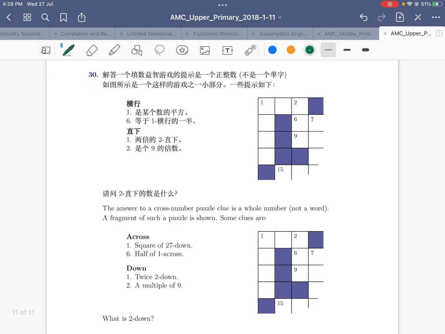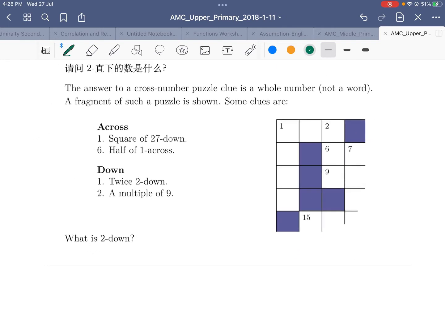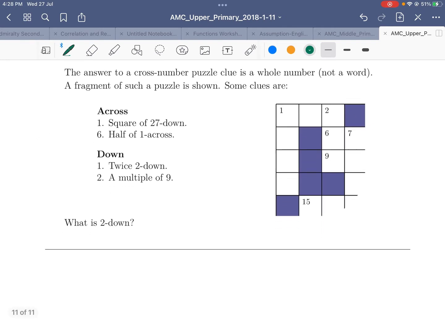So let's take a look at this question over here. The answer to a cross number puzzle clue is a whole number. Alright, so all these numbers are actually whole numbers. A fragment of such a puzzle is shown. We have a few clues that we are looking at. Now, so 1 across is actually the square of a whole number.